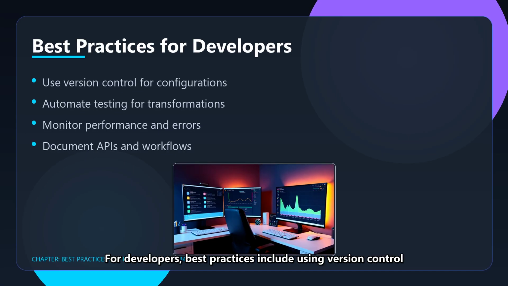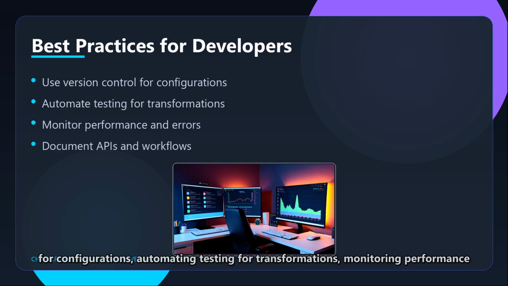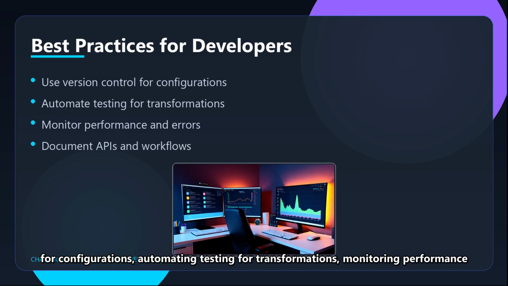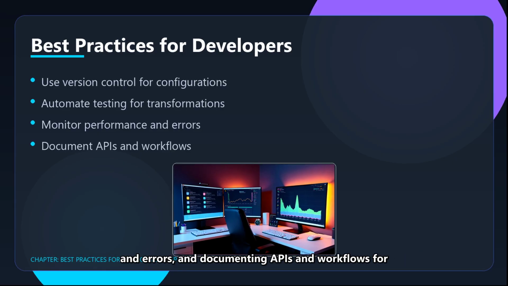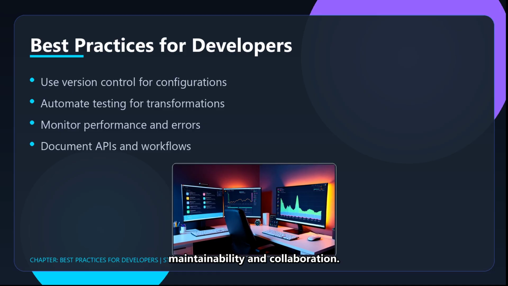For developers, best practices include using version control for configurations, automating testing for transformations, monitoring performance and errors, and documenting APIs and workflows for maintainability and collaboration.